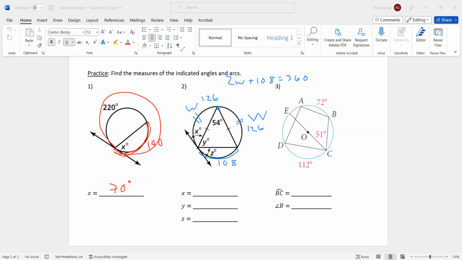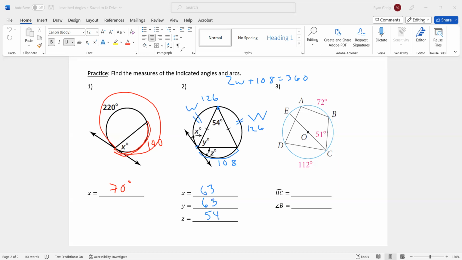So angle Y, or Y, I guess. Let's just start with X. So X, the intercepted arc is the 126. So X is half of 126. So 126 divided by 2 is 63. Y is an inscribed angle as well. Its intercepted arc is also 126. 126 divided by 2 is 63 again. And then Z, its intercepted arc is 108. Half of that would be 54.